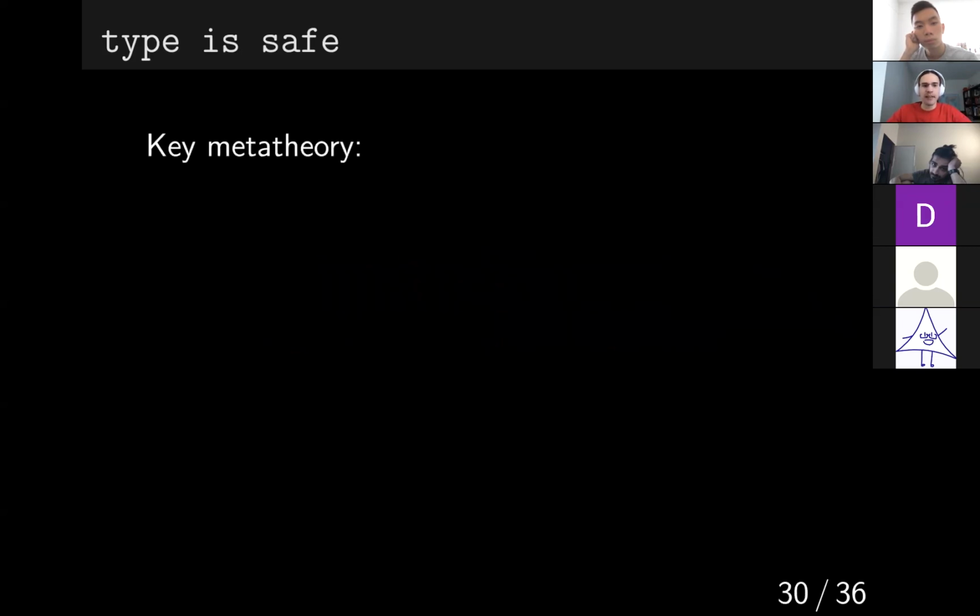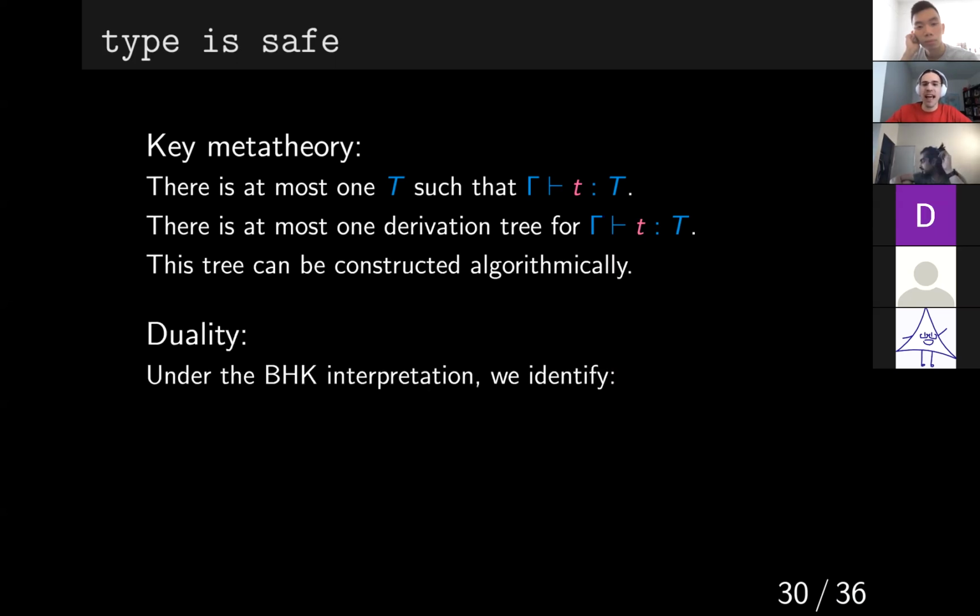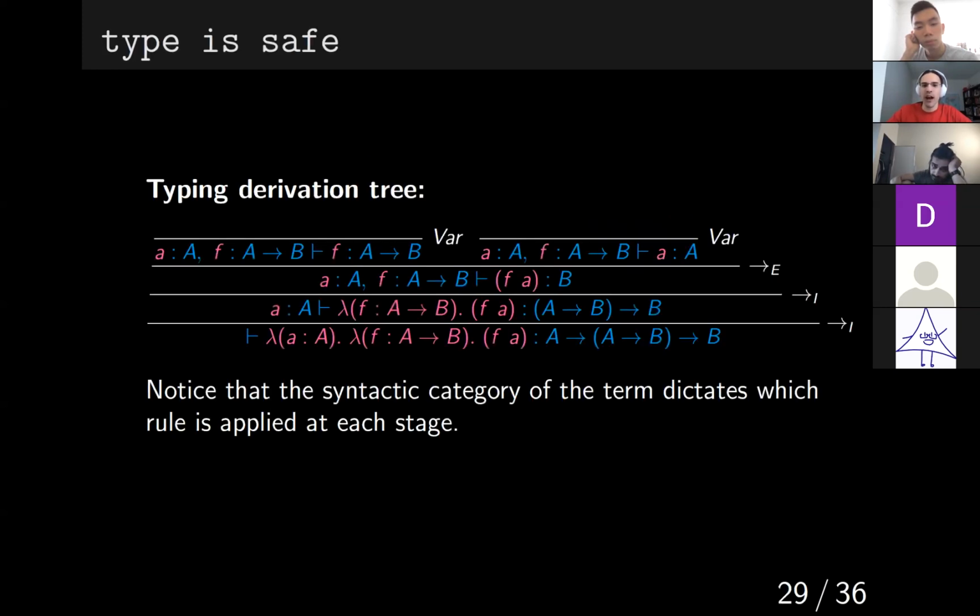So what's the key meta theory? The key meta theory is that if you have a term, there is at most one type T such that the term has type T in a given context. Further, for any judgment, there is at most one derivation tree for that judgment. And most importantly, this tree can be computed algorithmically. A computer can do the process that we did before of giving a proof term, reconstructing the proof tree. So the idea is that these proof terms encode proof trees.